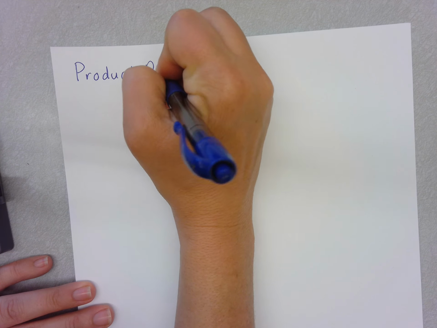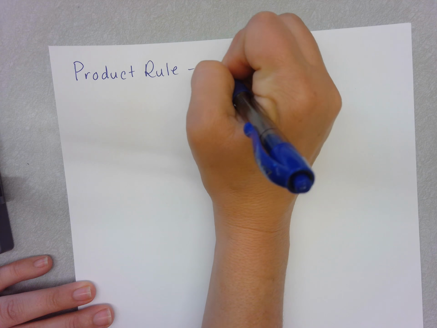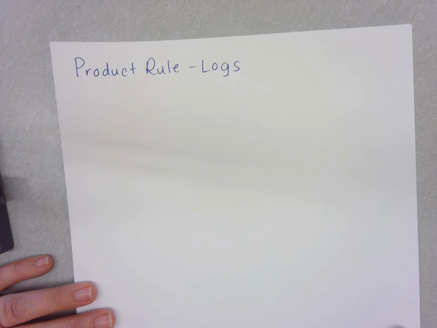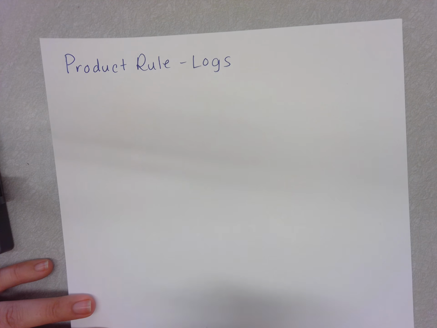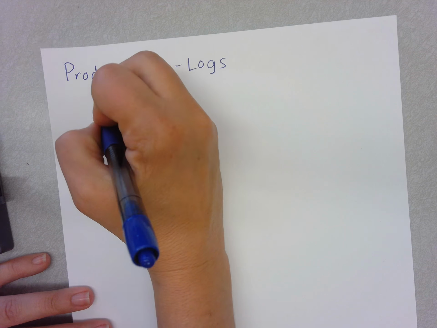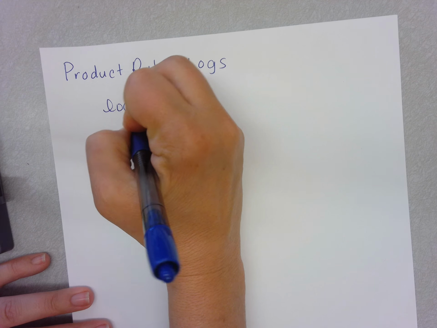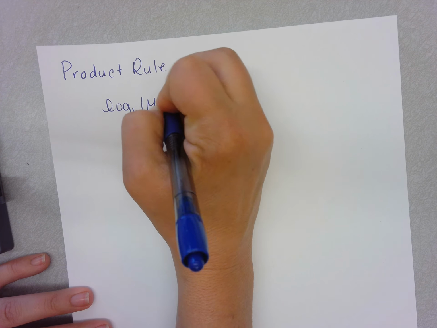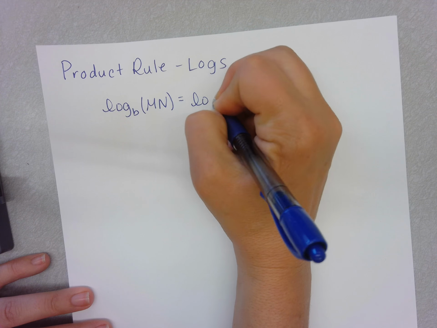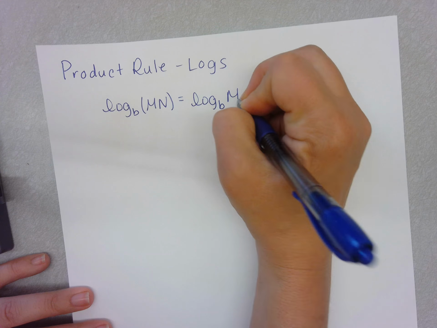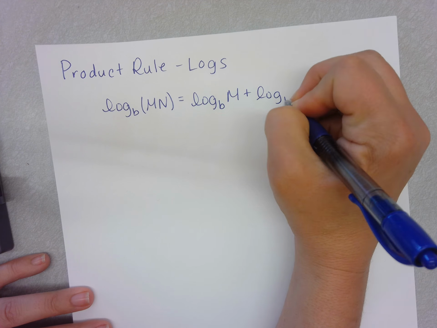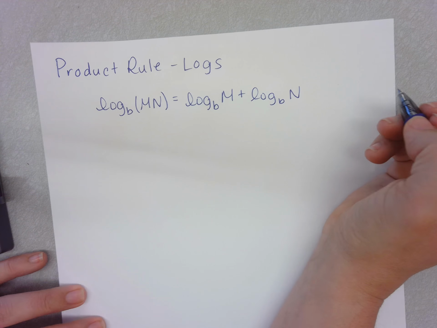The product rule, but this one's for logs, not derivatives. Okay? So I'm going to do a baby proof here. The product rule says if I have the log base b of two things that are multiplied in here, then this is equal to the sum of them. Log base b of M plus log base b of N.